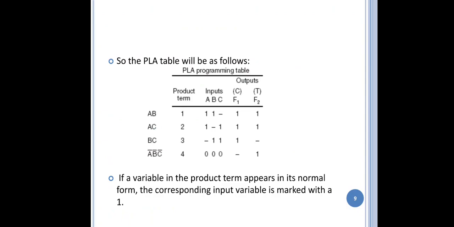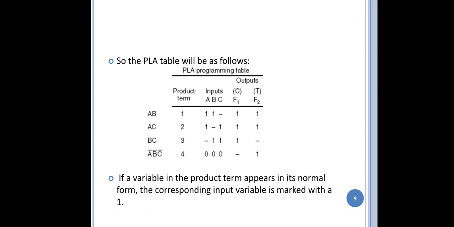Now we have to write the PLA programming table. In the PLA programming table, the first column consists of product terms. Here we have 4 product terms: AB, AC, BC, A bar B bar C bar.